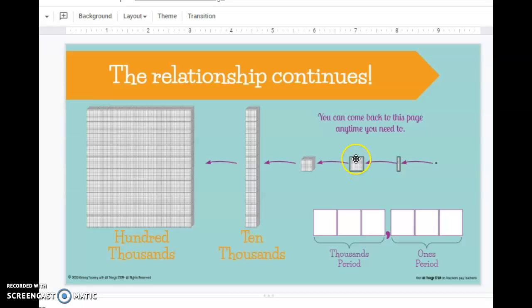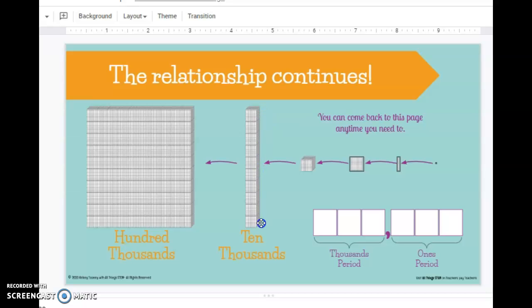So then I'm going to go from my hundreds to my thousands. You have 10 hundreds in your thousands, or you have 1,000 ones inside your thousands cube. Now, this is where we expand on top of this. This is when we're going to move to our 100,000s. So this is our thousands cube.